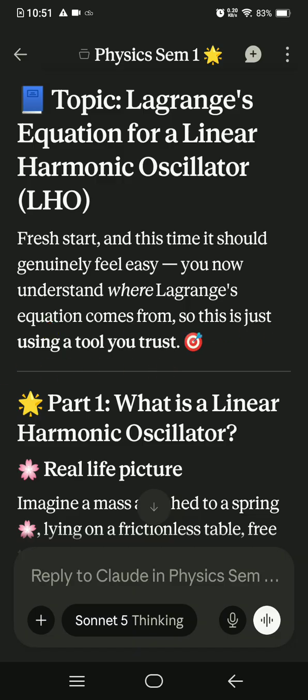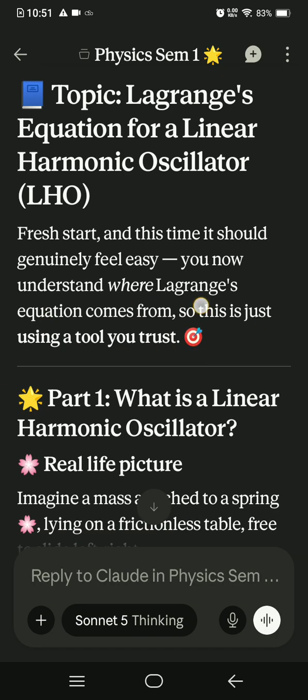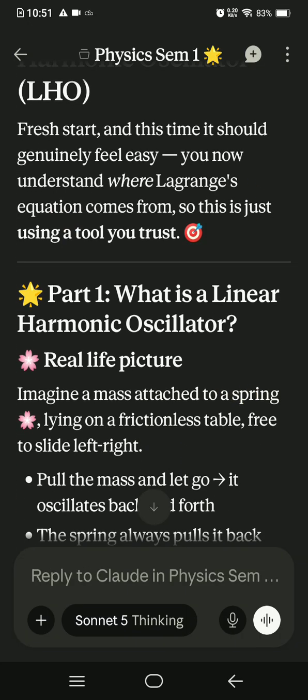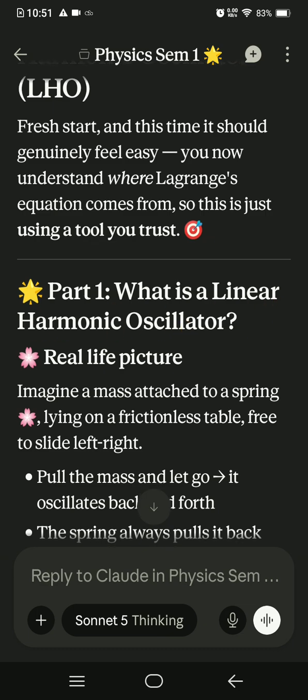So this is just using a tool you trust. We did the derivation of Lagrange's equation in one of our previous videos, so we are going to use that equation as a tool here. So what is a linear harmonic oscillator?